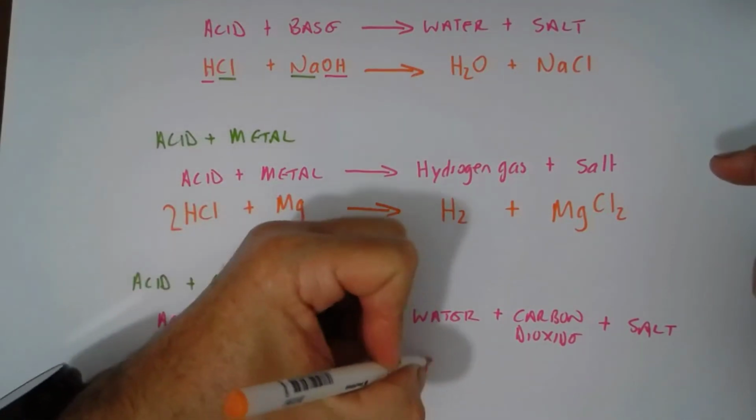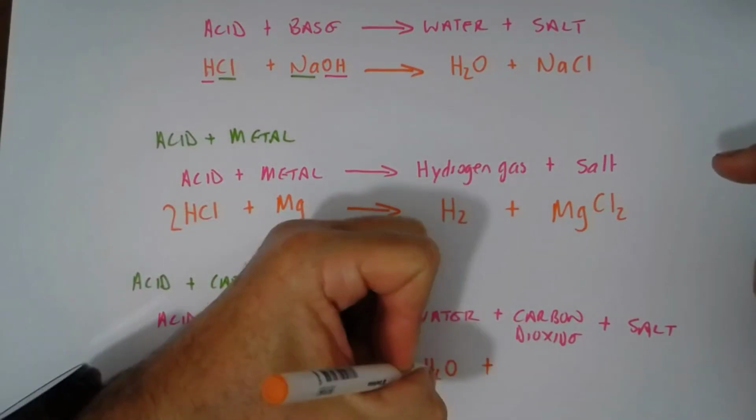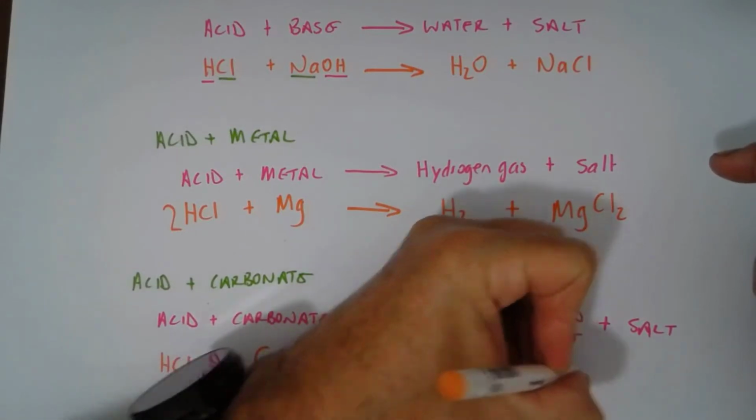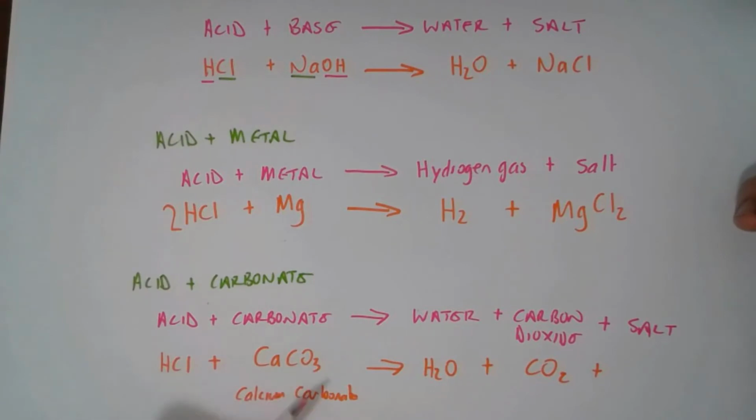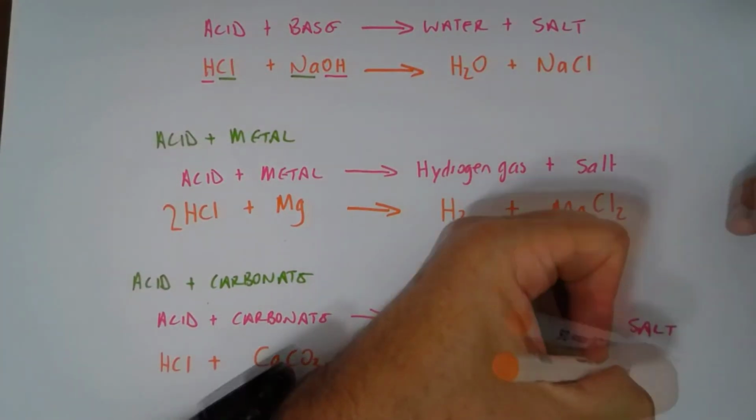Okay, and the products are water. Carbon dioxide, of course, is CO2. And then we have a salt. Now, what's the salt going to be? A salt is when a metal replaces the hydrogen of an acid. So we've got calcium chloride.